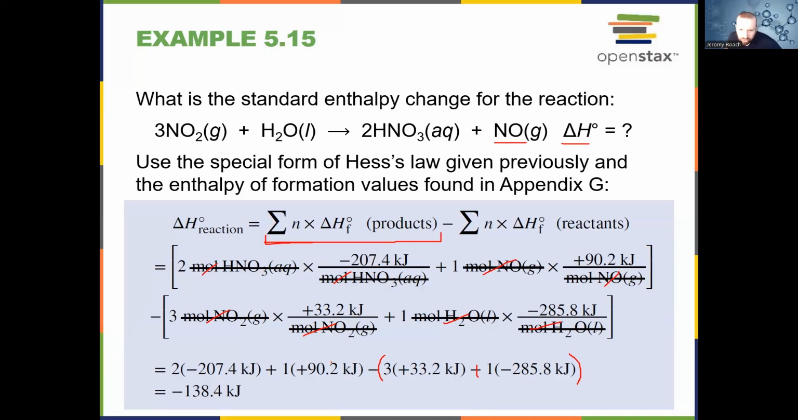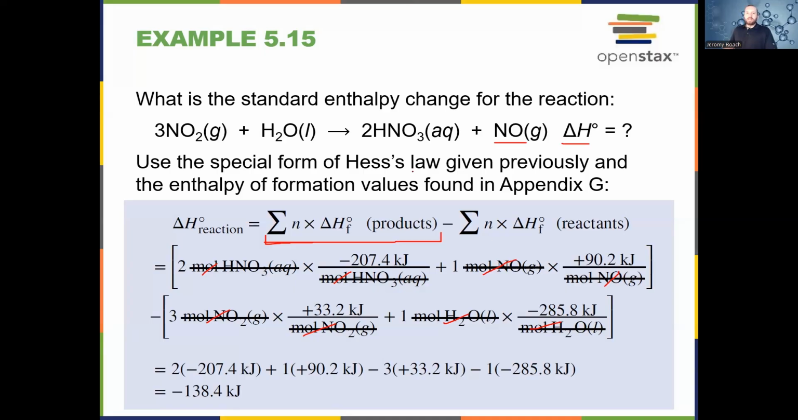But if we're distributing our negative sign there and to there, that's how we get this final answer of that negative 1 times negative 285.8 kilojoules. We get a final answer of negative 138.4 kilojoules.